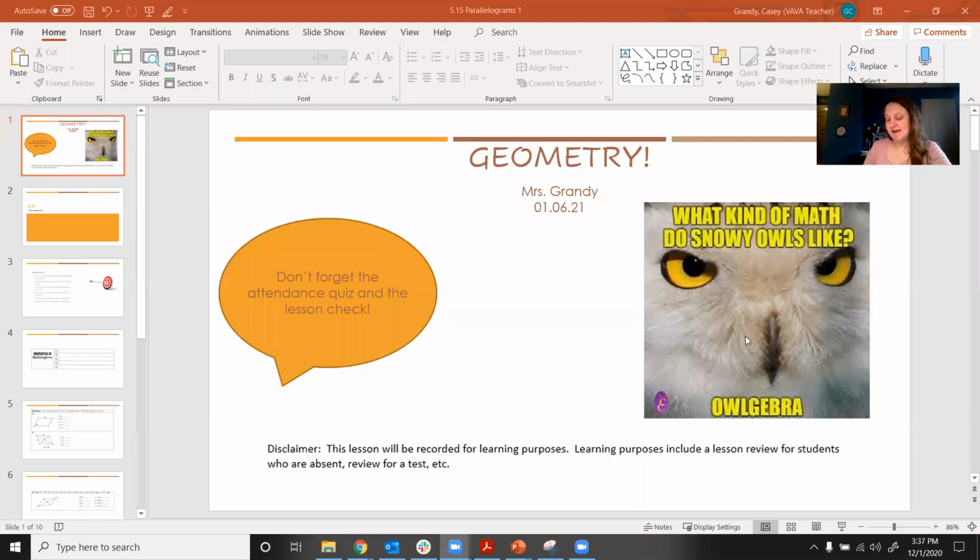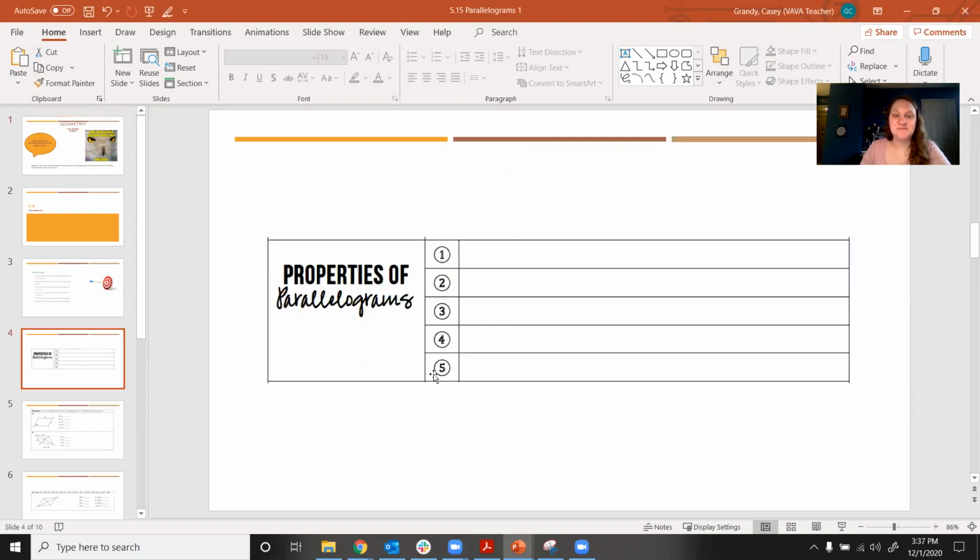Hi everyone. Today we are going to be covering lesson 5.15 and 5.16, and we're going to be talking about parallelograms. So some things to know about parallelograms. We have 5 very important properties.